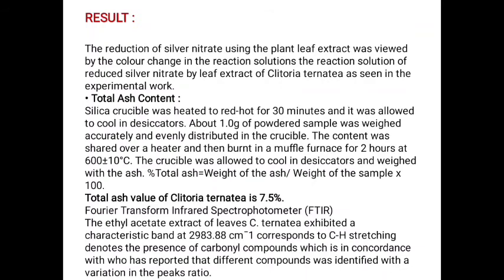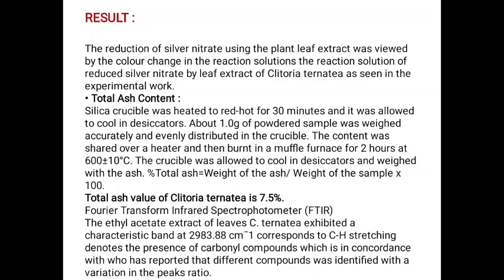Total ash content. Silica crucible was heated to red hot for 30 minutes and it was allowed to cool in a desiccator. About 1 gram of powder sample was weighed accurately and evenly distributed in the crucible. The content was charred over the heater and then burned in a muffle furnace for 2 hours at 600 ± 10 degrees Celsius. The crucible was allowed to cool in a desiccator and weighed. Percentage total ash is equal to weight of the ash by weight of the sample into 100. Total ash value of Clitoria ternatea is 7.5%.